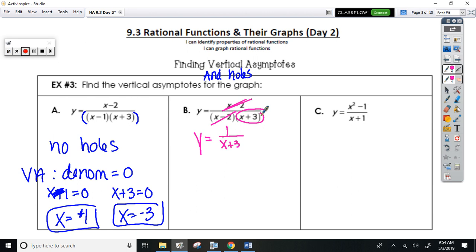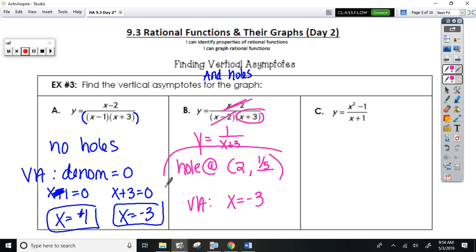All right, so because we crossed these off, that means that we will have a hole at x minus 2 equals 0. Add 2 to both sides, so that would be 2, comma what? 1/5. 2 plus 3 is 5. 1 divided by 5 is 1/5. And then what is our vertical asymptote going to be? Jeremy? X equals -3. Perfect.